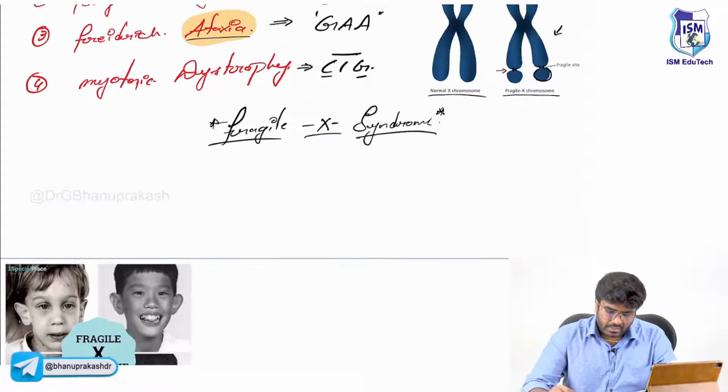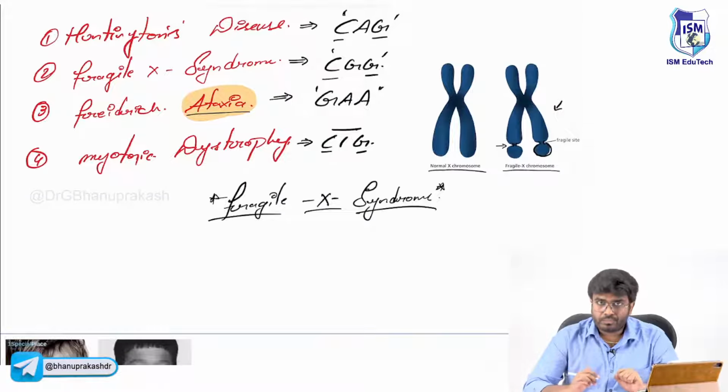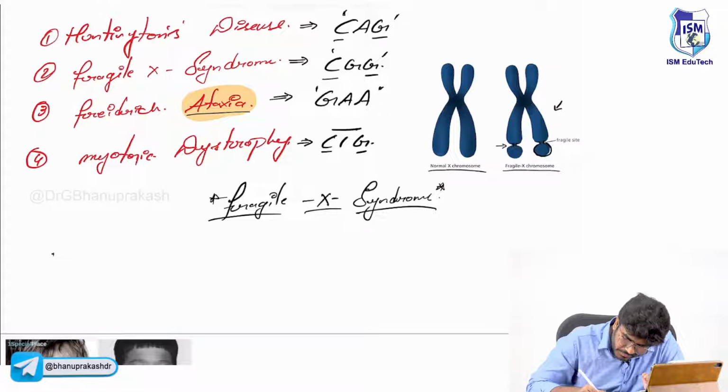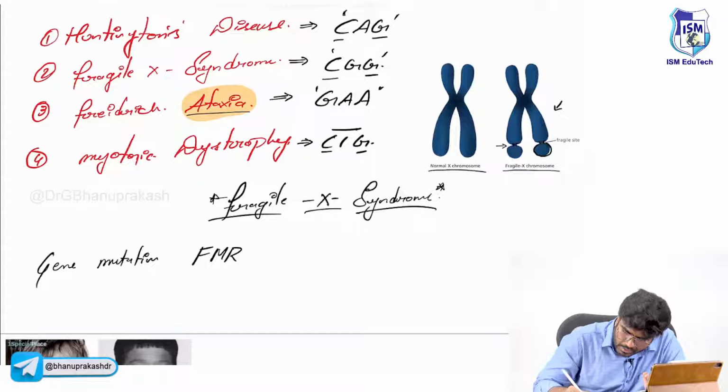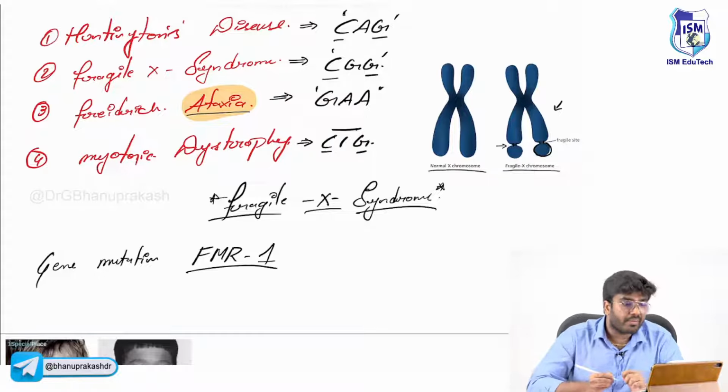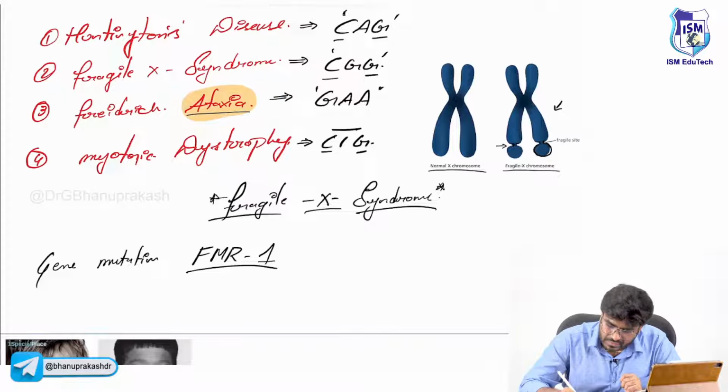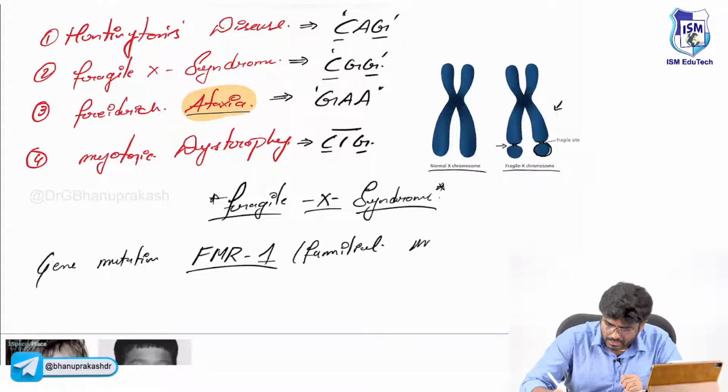Now tell me, in Fragile X syndrome, what are the important points which you need to know? What is the gene mutation? It is the FMR1 gene mutation. FMR stands for familial mental retardation.